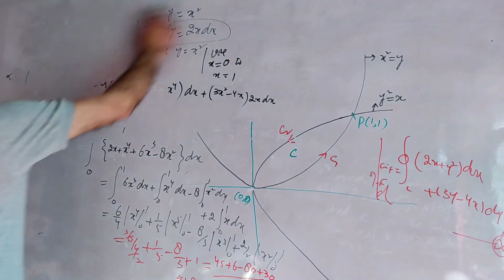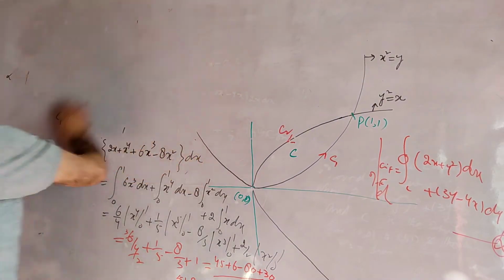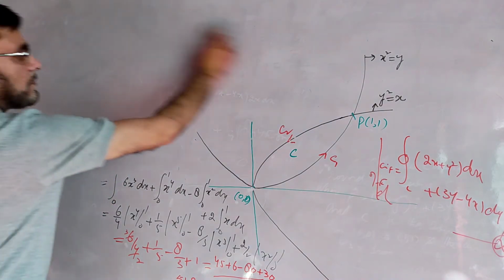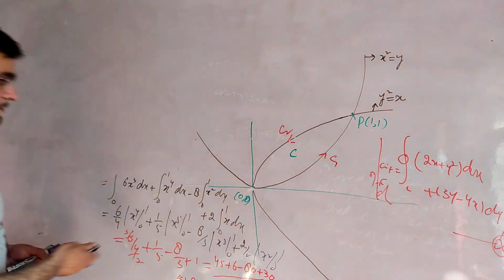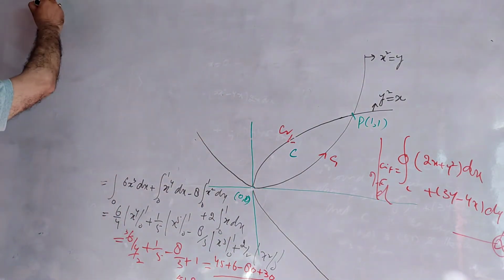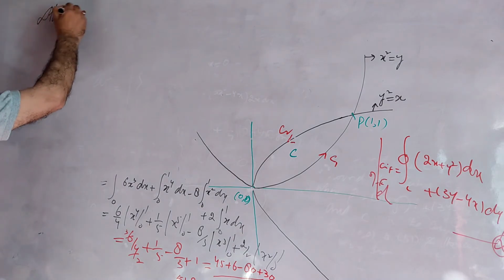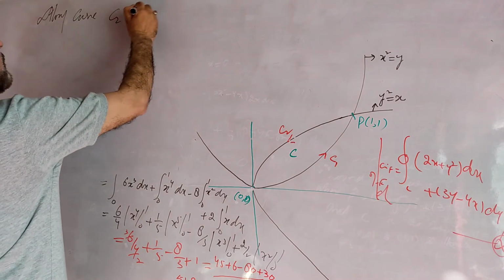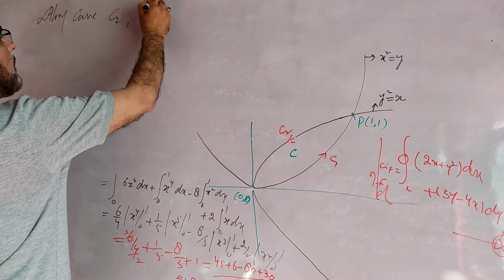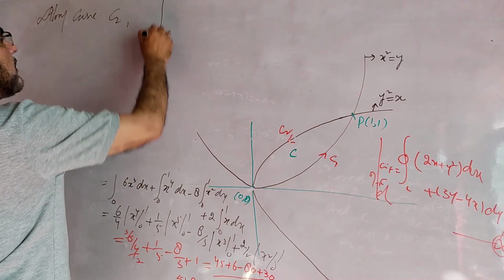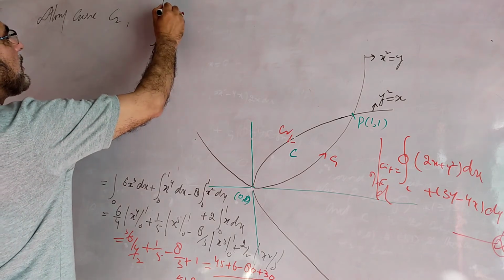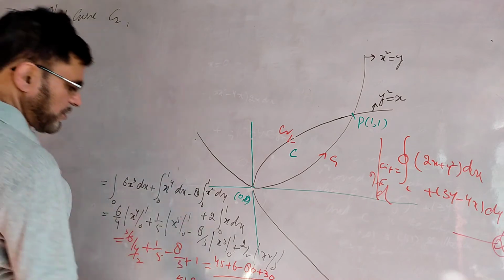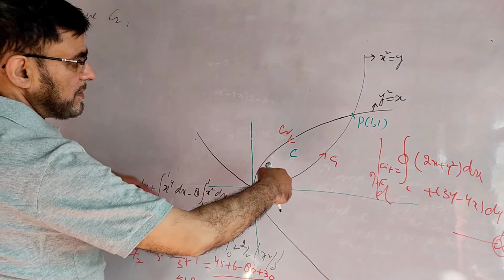Next we go along C2. Let us now go along C2. Along curve C2 we have the line integral over C2, or we write along C2 what are the constituents.